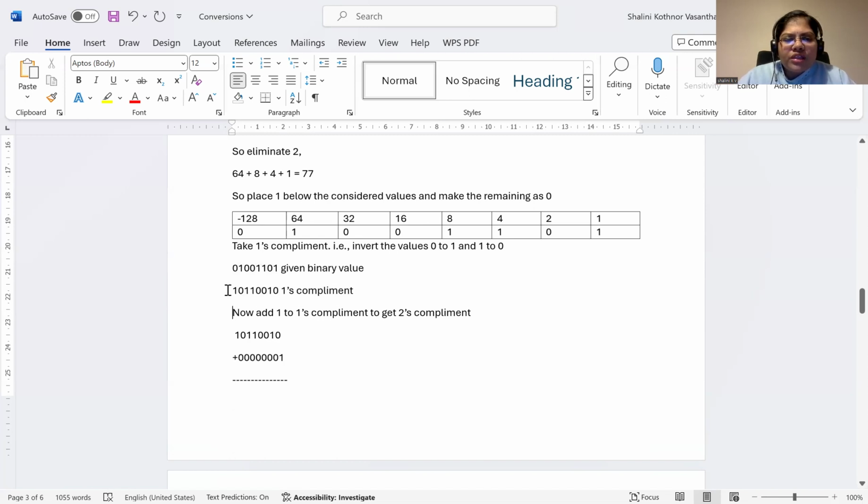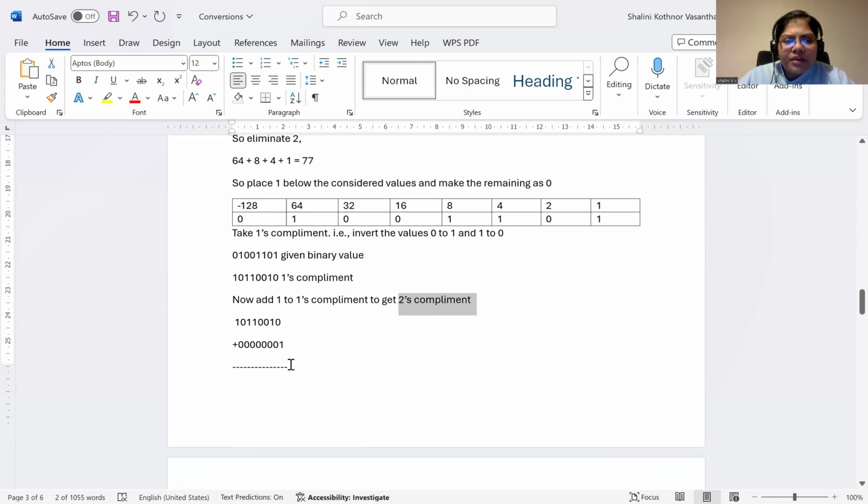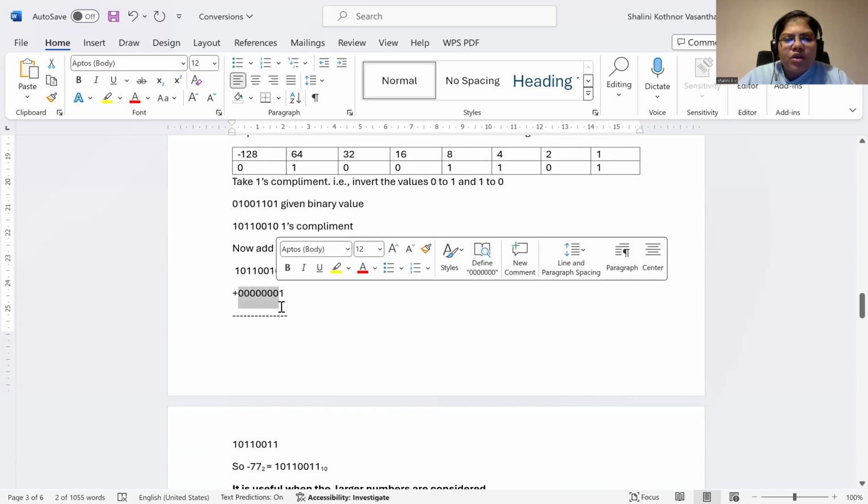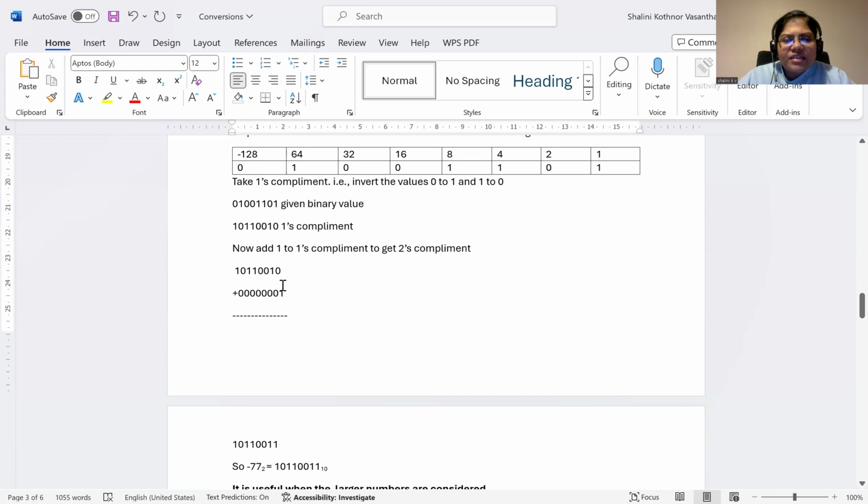Now, to this one's complement value, we are going to add 1 to get the 2's complement, because the method that we are going to use is 2's complement. So we are going to add 1 to it. Once we add 1, the other 7 bits would be 0. We can write it this way, or we can just write plus 1 as it is, but if you write these zeros, it becomes a clearer picture of what is being added. So better to write it like this.